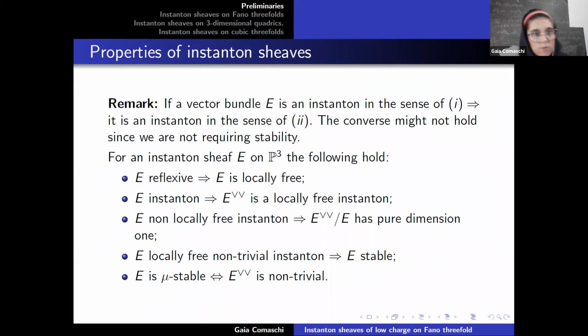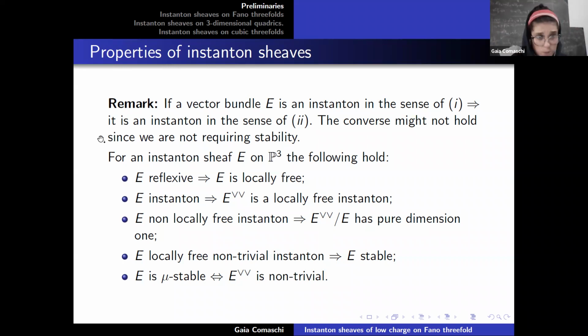So let's now try to understand how these two definitions relate. Of course, if we have a vector bundle that is an instanton bundle in the classical sense, it will be a locally free instanton in the sense of the second definition. Note that the converse might not hold since we are no longer requiring stability. So if we consider the second definition of instanton, we can also consider strictly semistable instantons.